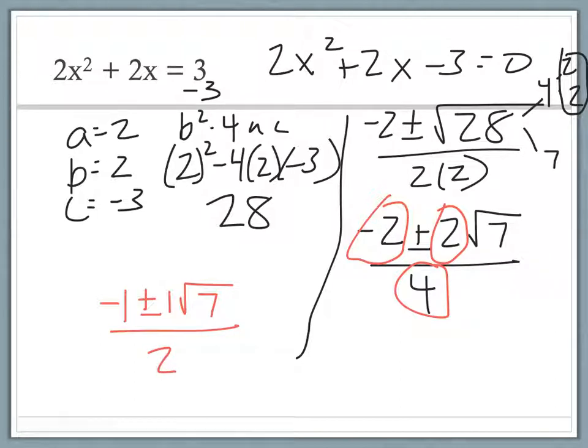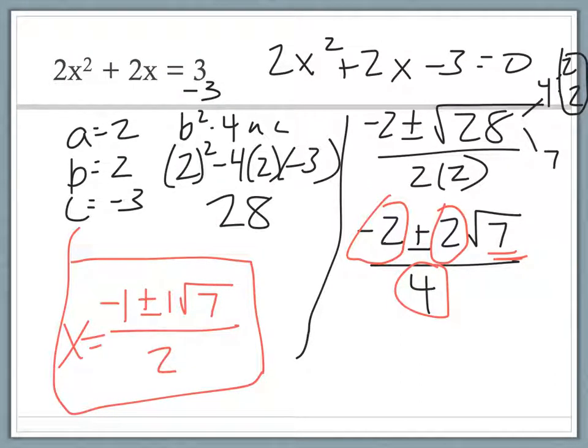Okay. The only time you can divide all those is when a number goes into all of them. And notice I didn't even care about this 7 inside. I just kind of took it along for the ride. So this is my answer right there. So technically it's 2 equations. I have -1 plus 1 square root 7 all over 2 and -1 minus 1 square root 7 all over 2. But we can write it shorthand with the plus or minus sign there. All right, that's our second example.